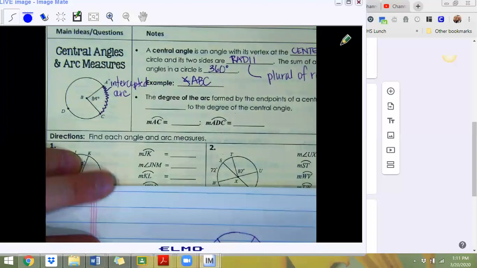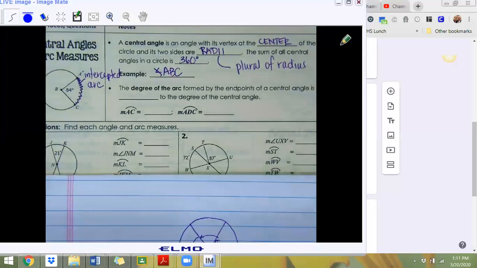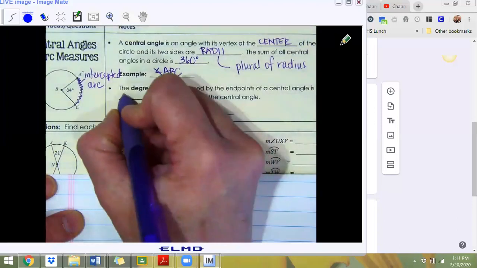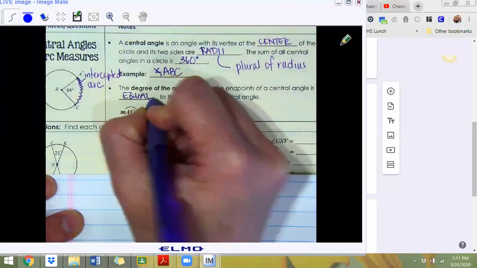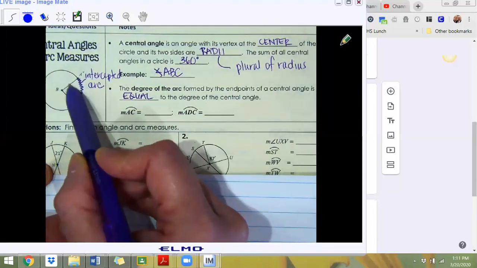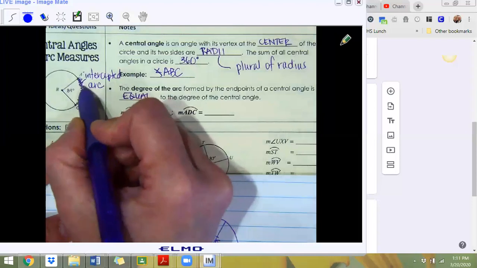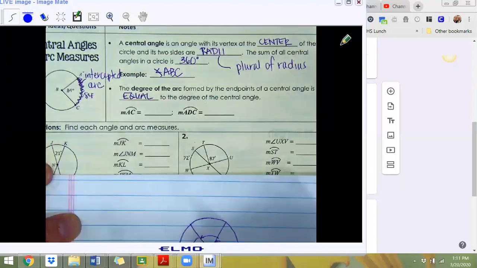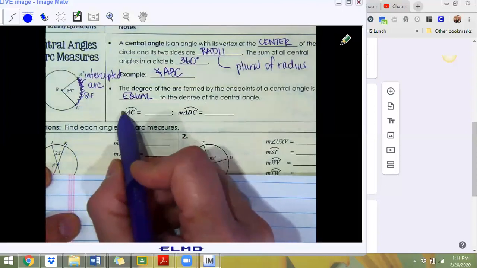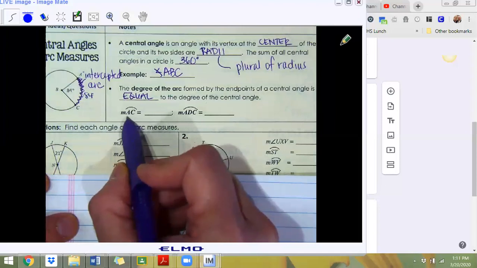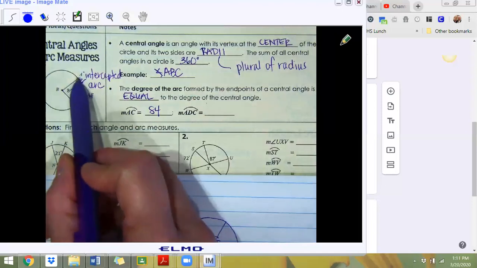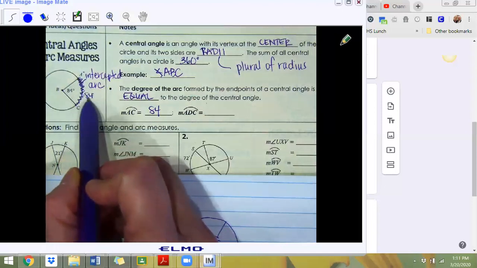It says that the degree of the arc formed by the endpoints of a central angle is equal to the degree of the central angle. So if this central angle is 84 degrees, then this arc is also 84 degrees. Here we use the arc symbol. The measure of arc AC is 84. So if the central angle is 84, then its intercepted arc is also 84.